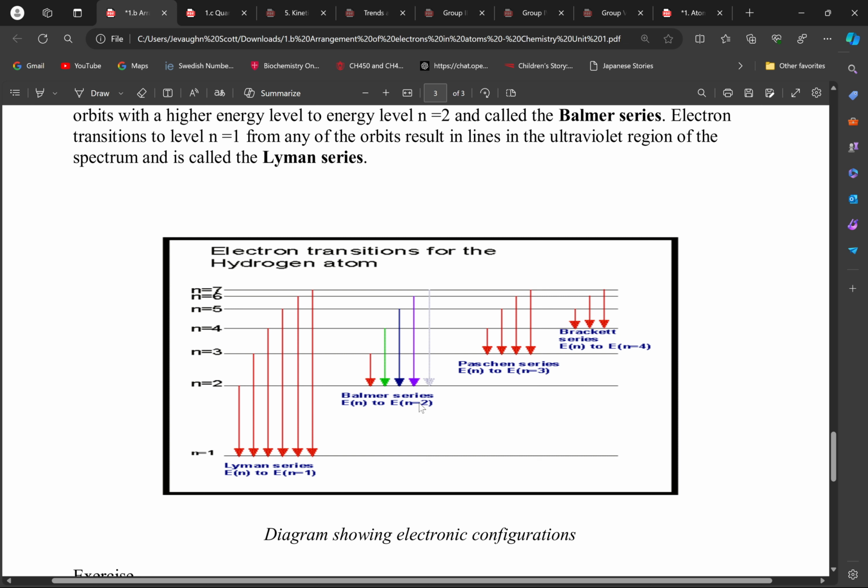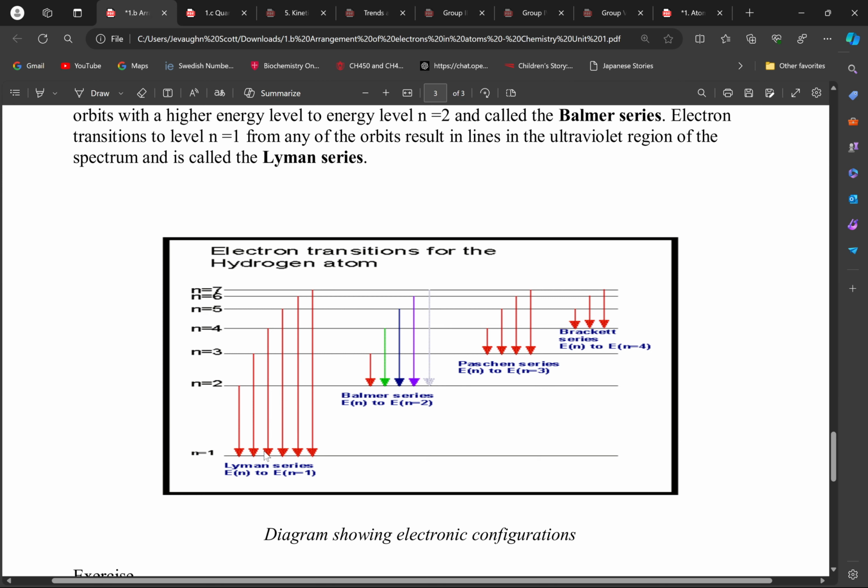And once we have Balmer transitions, we have visible light. If we have Lyman transitions, we have UV light. If we have Paschen transitions, we have infrared light. And as we go up and have more transitions, those would be different as we go along. All right, so these are the electronic transitions for our hydrogen atom.